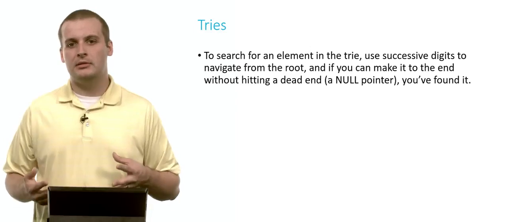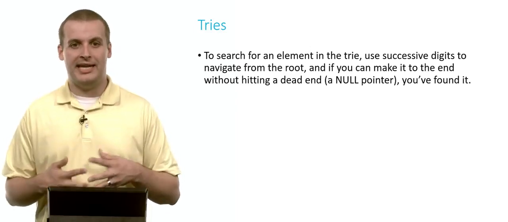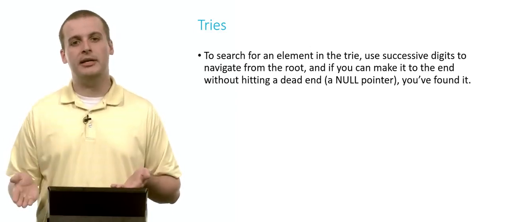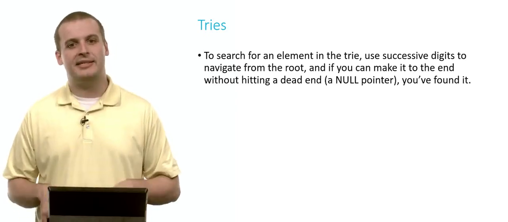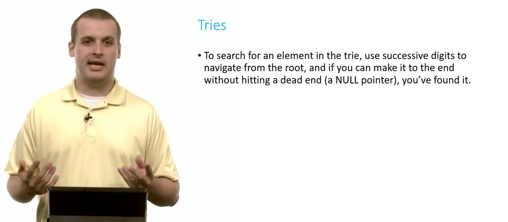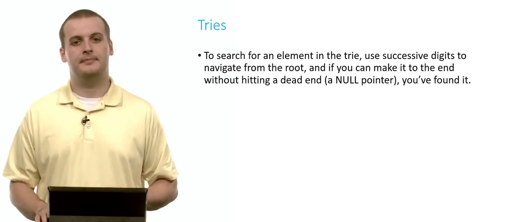Well, it's pretty much the same idea. Now we just use the digits of the key to see if we can navigate from the root to where we want to go in the trie. If we hit a dead end at any point, then we know that element can't exist, or else that path would have already been cleared. If we make it all the way to the end, all we need to do is look down and see if that's the element we're looking for. If it is, success. If it's not, fail.